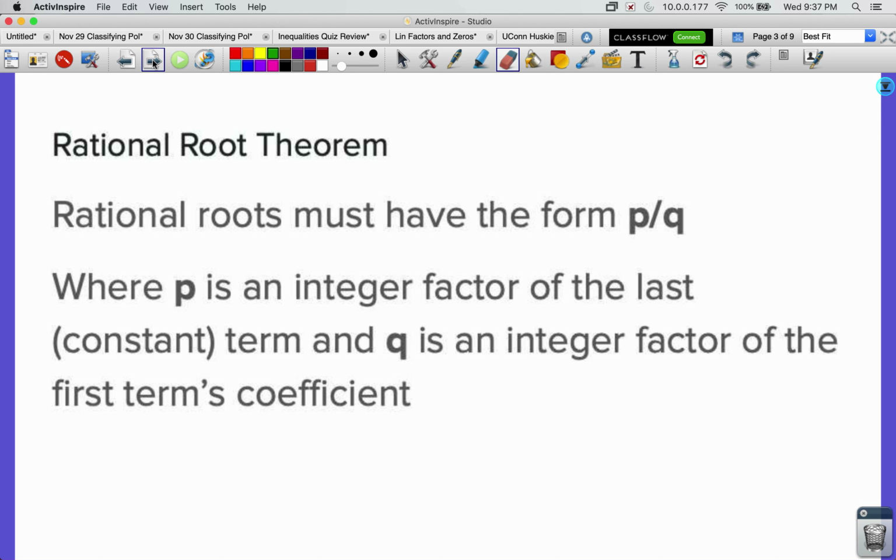Have a version of this copied down into your notes, but here's a very formal way of writing it out. Rational roots must have the form p over q, where p is an integer factor of the last constant term, and q is an integer factor of the first term's coefficient. Notice we say integer here, which means that negatives are allowed.